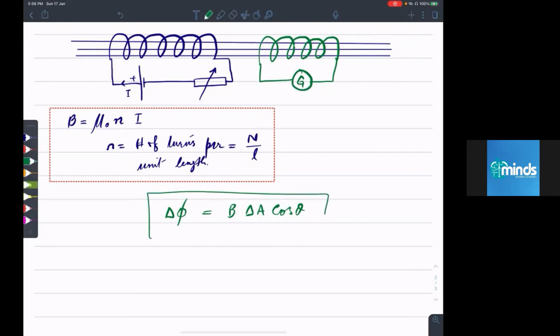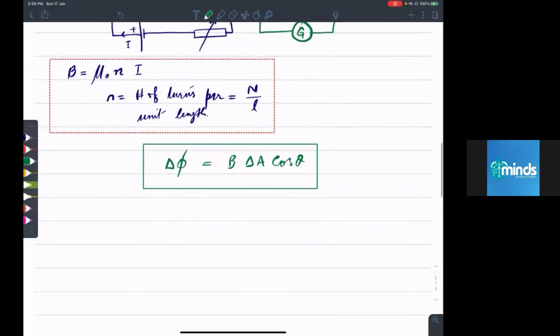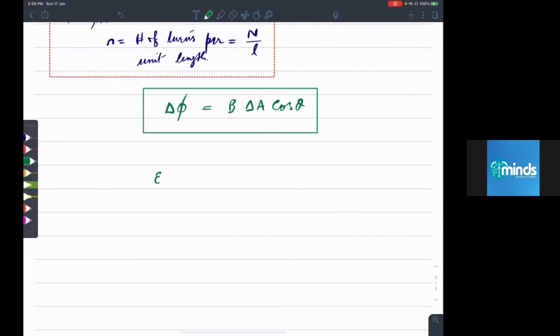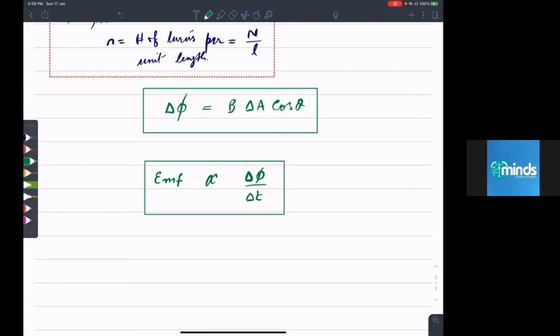When the current in the blue coil changes, the field of the blue coil changes, and the flux is changed. And when the flux changes, induced current is generated. This is another way of producing induced current. So what is Faraday's law? Faraday's law says induced EMF is directly proportional to the rate of change of flux.